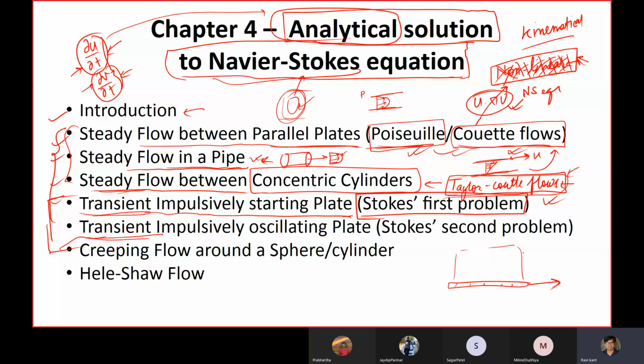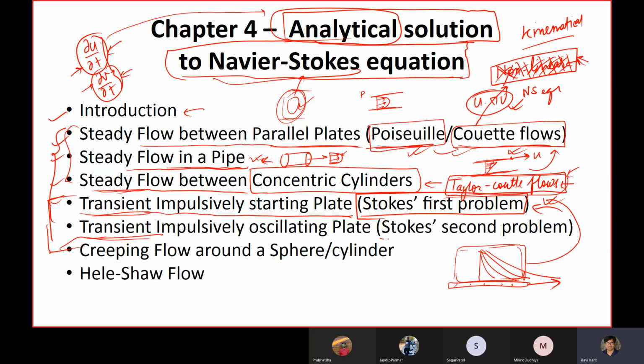So how does your fluid flow profile evolve transiently in this fluid region? This typical scenario is also called Stokes' first problem.